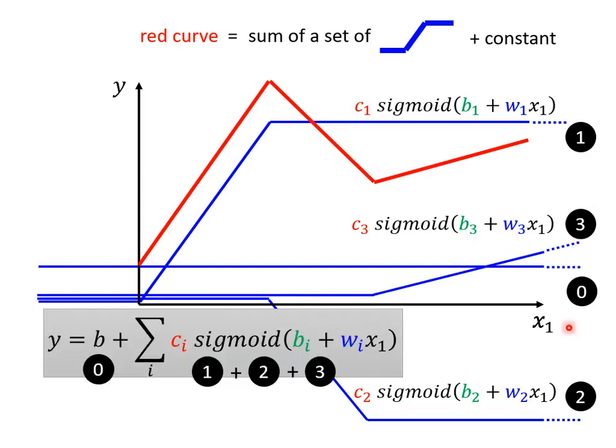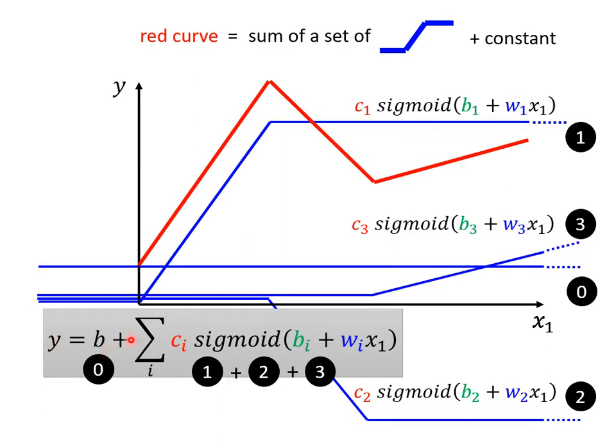We add up 1, 2, and 3. This can be written as summation over i, where i equals 1, 2, and 3. Inside this summation over i is ci times the sigmoid of wi times x1 plus bi. So, every formula here represents a different blue function. We use the summation over i to stack these blue functions together and create a new function. Now, don't forget to add a constant, which is represented as b here.